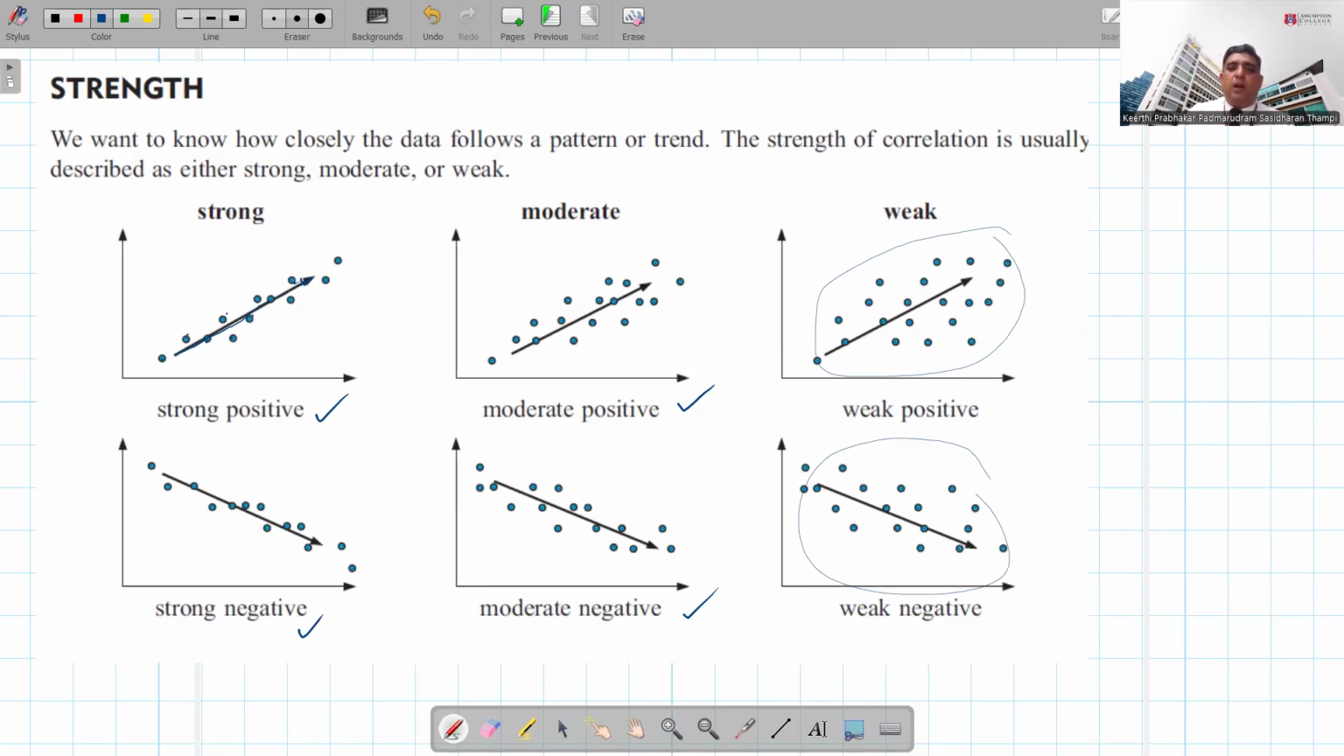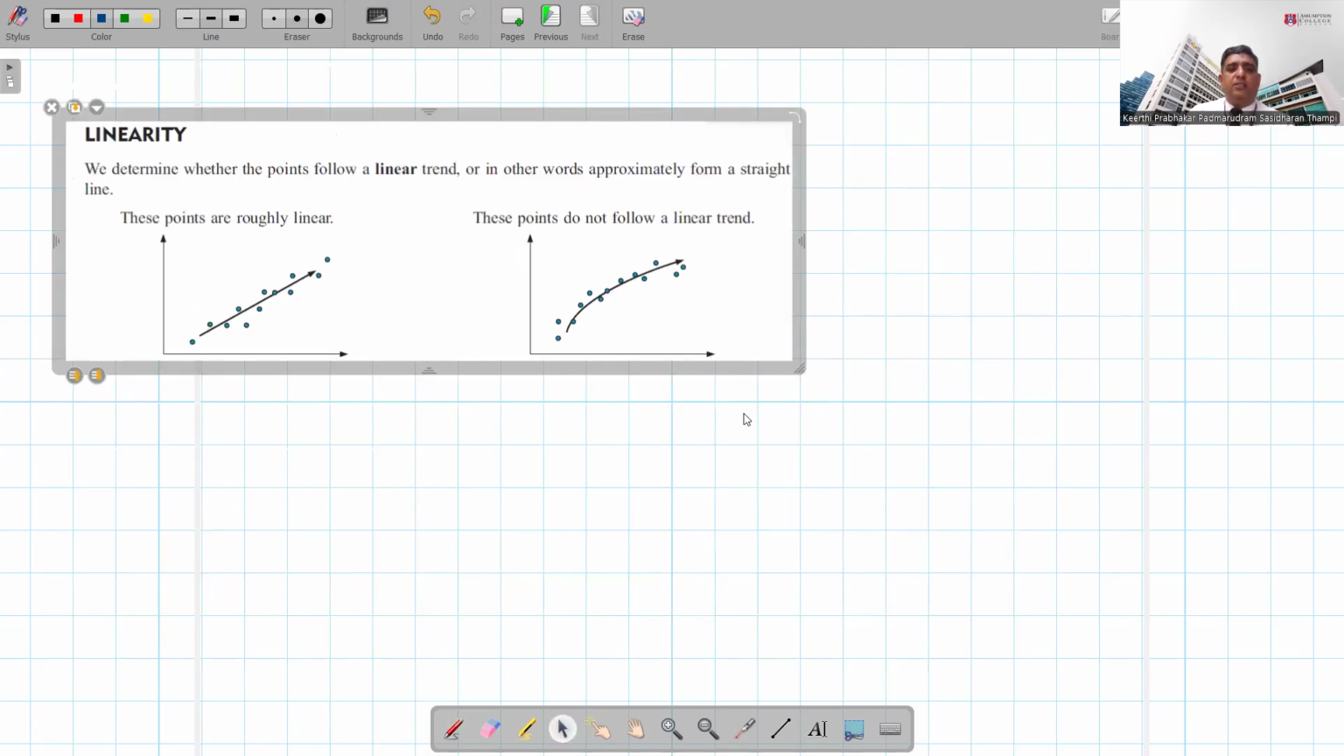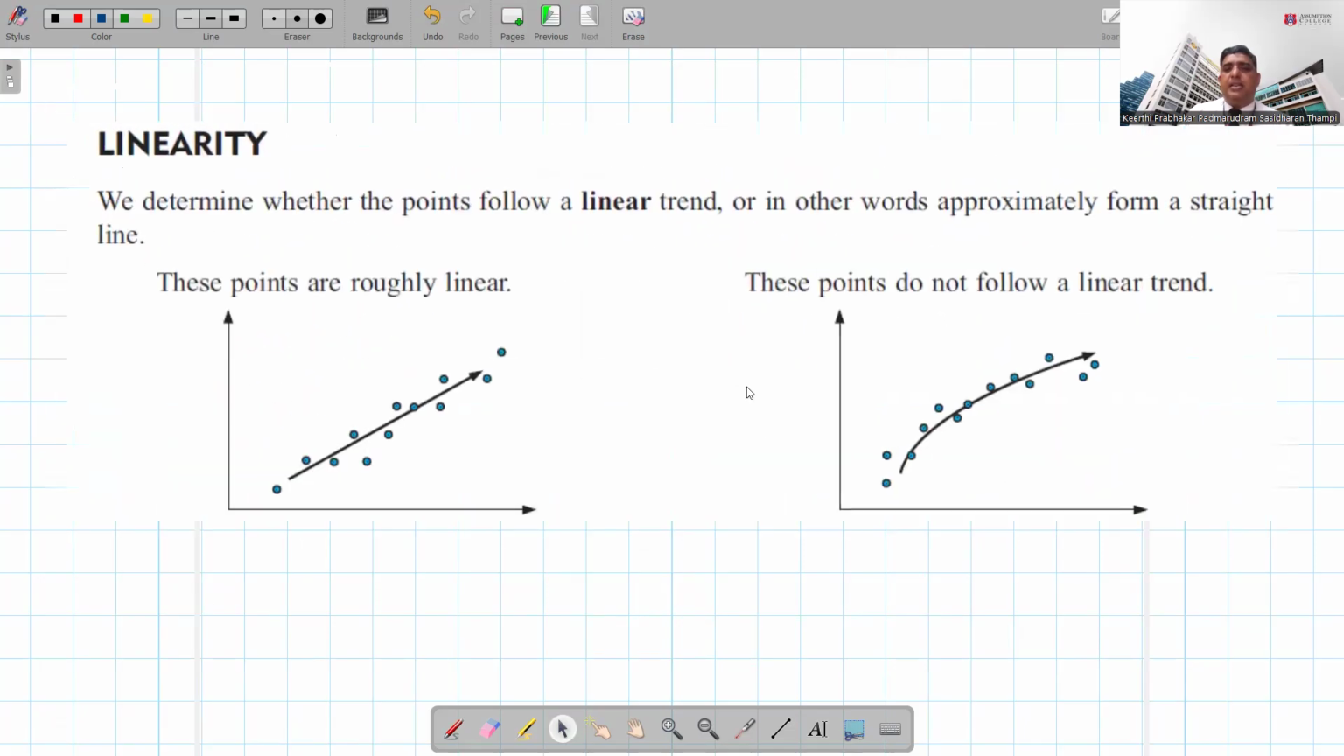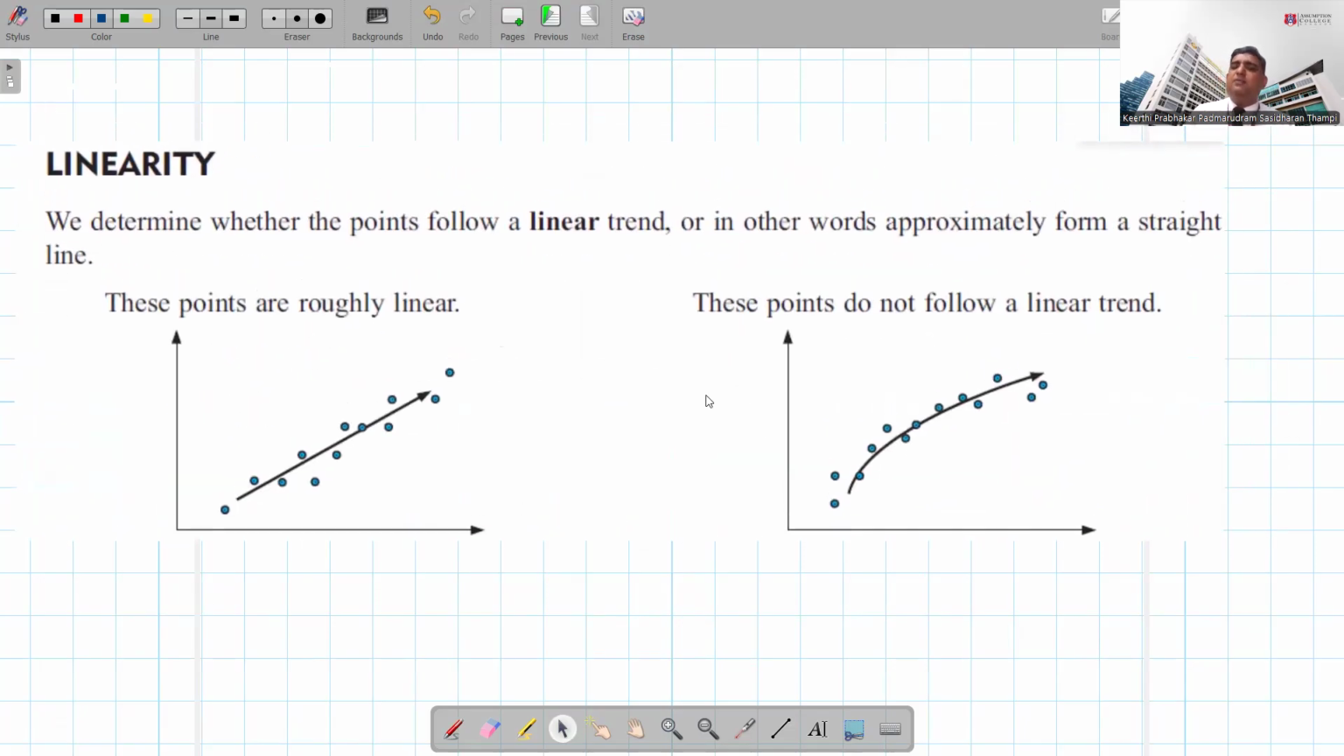There is another one, which is the linearity of the correlation. Sometimes the line can be almost straight, and that's when we call it linear. Sometimes it doesn't follow a linear trend. We don't call it a curvical correlation or anything. We just say the correlation doesn't follow a linear trend. That is the explanation for it.